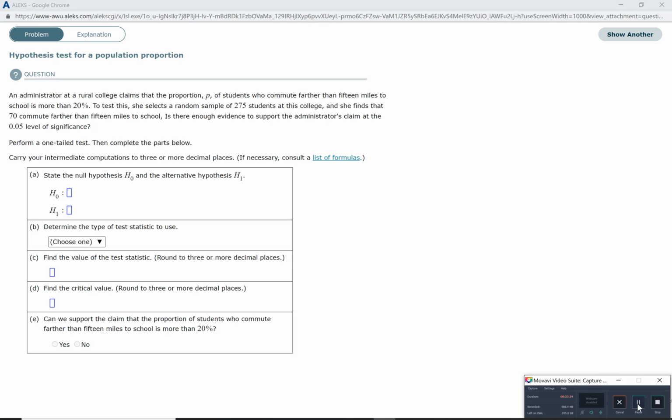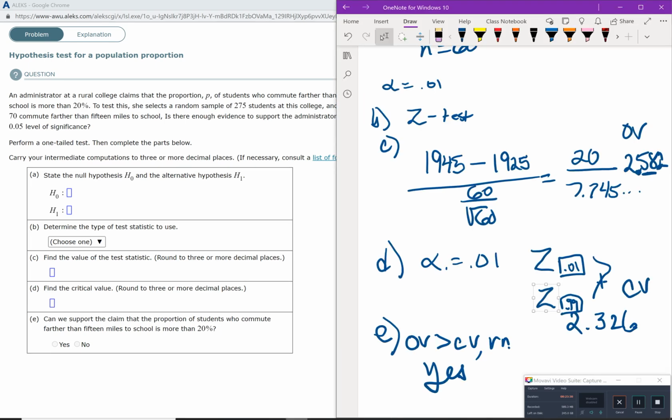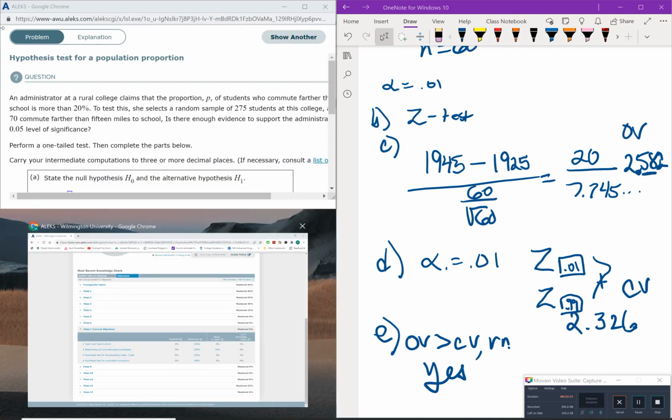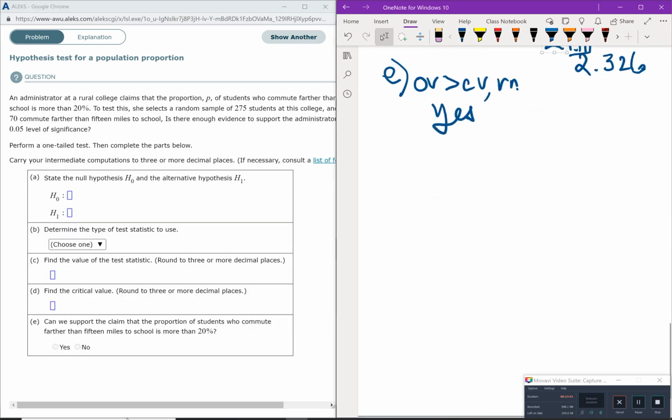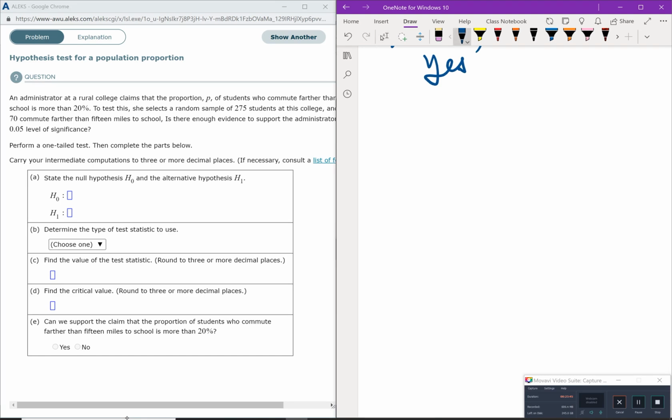All right. Here we go. So to answer the first part of the question, let me just stretch this out a little bit so I can see it better. Okay, so the first thing they want is the null and alternative hypothesis. So the claim is the alternative, right? And we know that because the alternative never contains equality, and she's suggesting that the proportion is greater than 0.20. So for the null, we would assume that the proportion is no different. So it's 0.20.